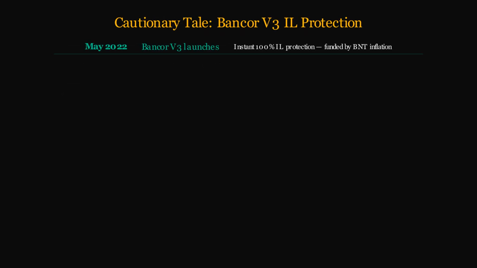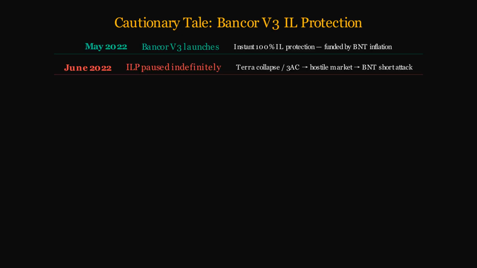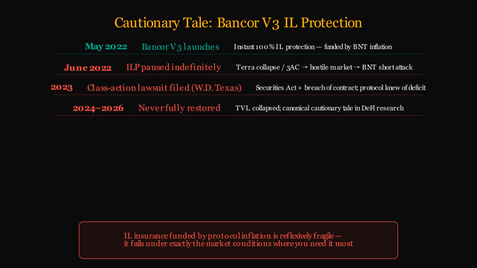A lesson from Bancor V3. In May 2022 they launched instant 100% IL protection, funded by minting BNT tokens. 1 month later, following the Terra collapse and the 3AC crisis, Bancor paused the protection indefinitely, citing hostile market conditions and a large coordinated short on BNT. A class action lawsuit was filed in 2023 in U.S. federal court, alleging Bancor knew the mechanism ran at a structural deficit before launch. It was never fully restored and TVL collapsed. The lesson: IL insurance funded by inflation is reflexively fragile, it fails under exactly the market conditions where you would need it most.